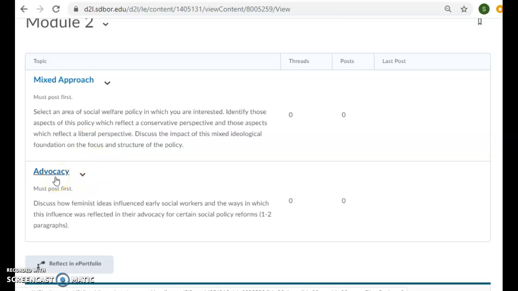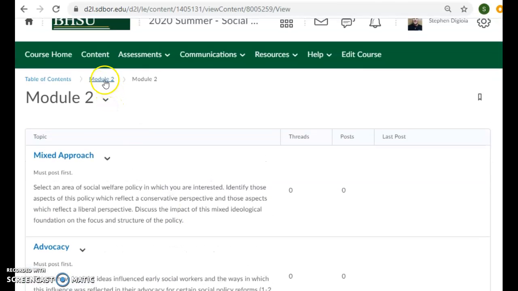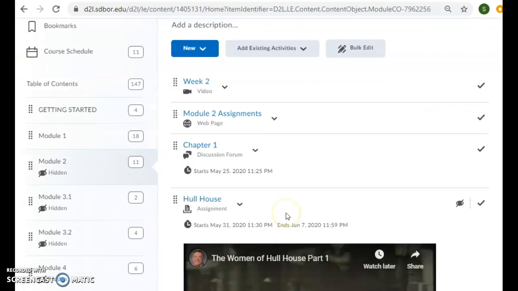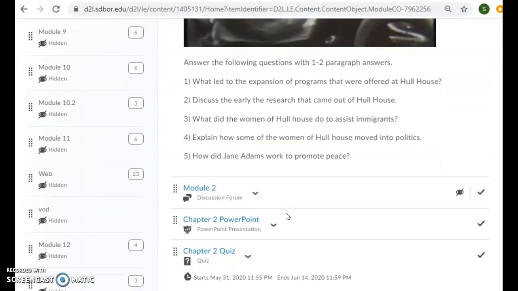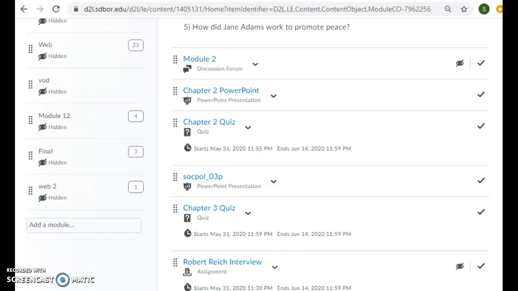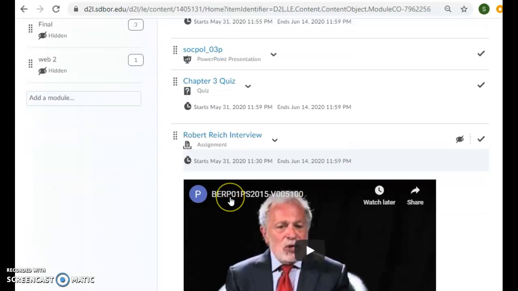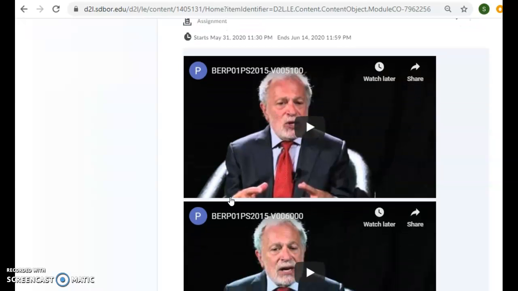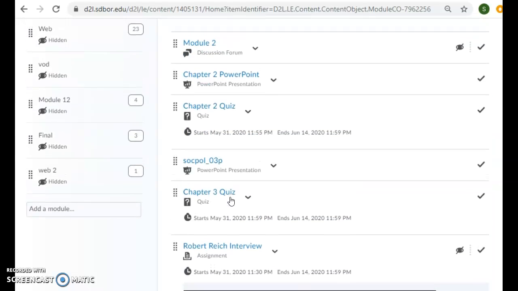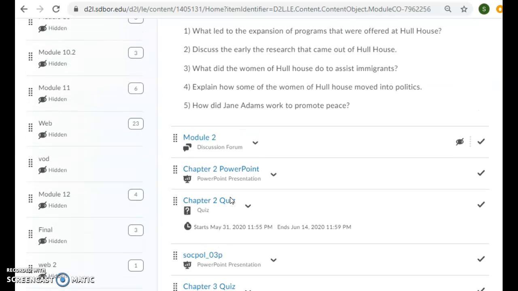And then the next question is on advocacy. After watching the Whole House videos and reading chapter 3, you should be able to answer how feminist ideas influenced early social workers. That should not be a difficult post to make, especially with the information you'll have. And we have our quizzes and a link to the Robert Reich interview, which is not due for a little while, but that will move on.